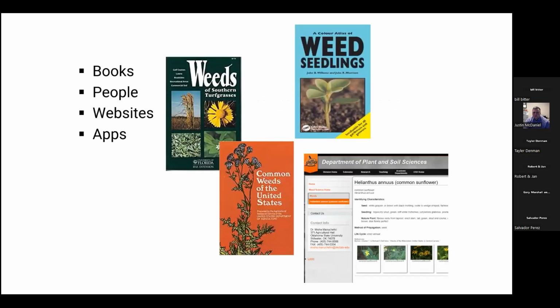When it comes to identifying weeds, there are several different resources out there that can help you identify them. I use the Weeds of Southern Turf Grasses quite a bit. That's actually a really good one for pastures as well. There's also an app called Picture This that I use quite frequently. It may not get you exactly what the weed is, but it can get you pretty close, and then you can go from there. It's been pretty good, pretty reliable as well. Also, contacting your local county extension educator will help as well.